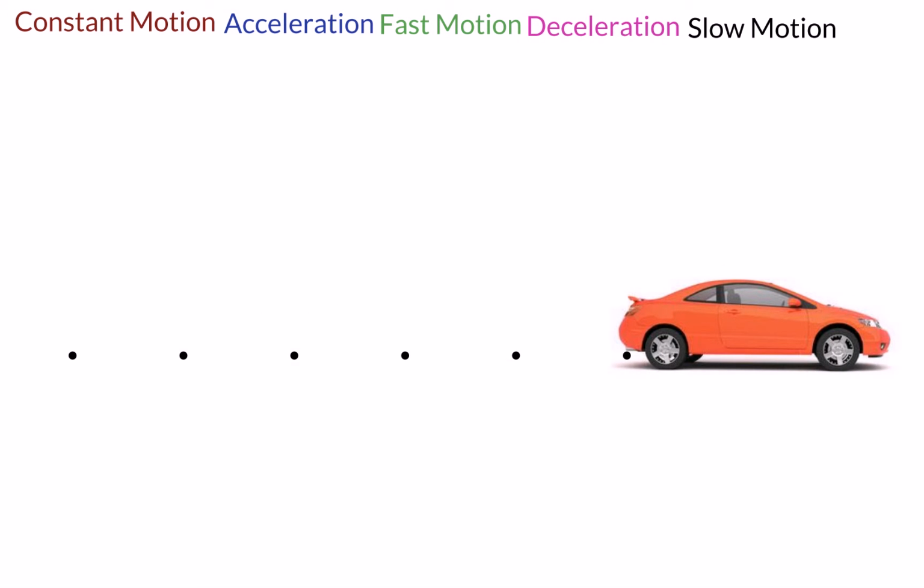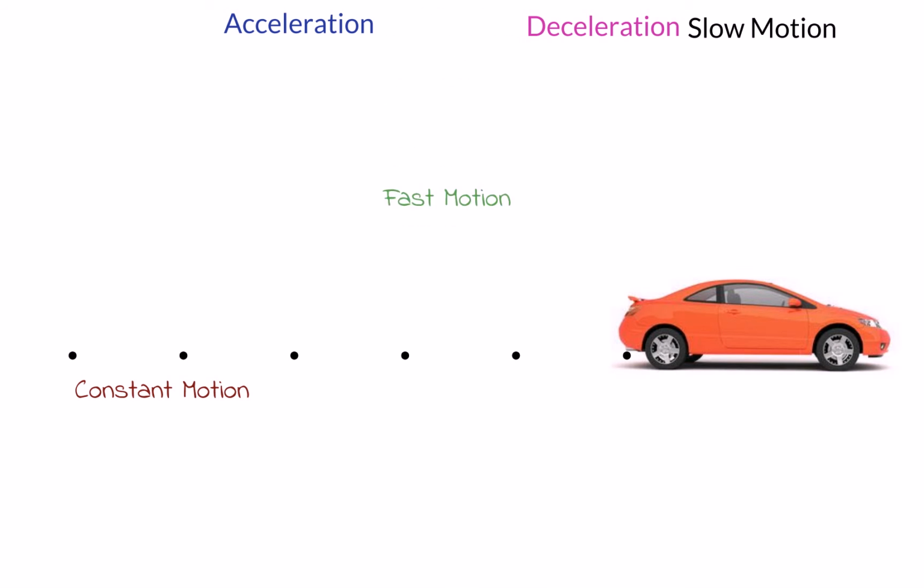In this particular diagram, once again, the spaces between the dots are relatively even. So we could describe this as another constant motion, but notice that the distance between the dots is much greater than the last diagram that we had. So we're going to also label this as fast motion.